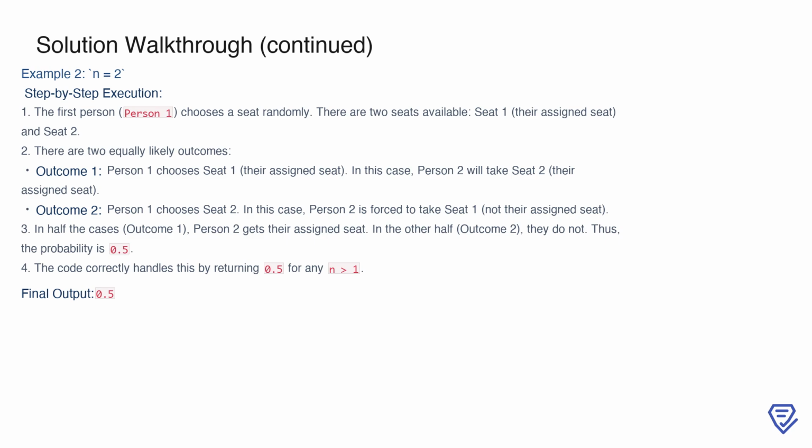In the first outcome, person 1 chooses seat 1, their assigned seat. This leaves seat 2 for person 2, which is also their assigned seat. In the second outcome, person 1 chooses seat 2. Now person 2 is forced to take seat 1, which is not their assigned seat. Since each outcome is equally likely, there's a 50% chance that person 2 gets their assigned seat. The code generalizes this logic for any n greater than 1 by returning 0.5 as the probability.